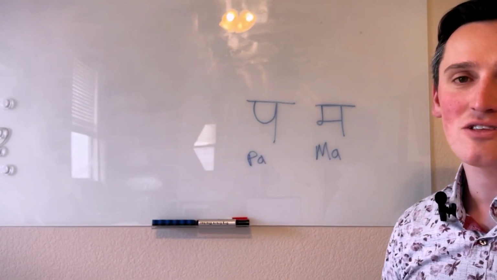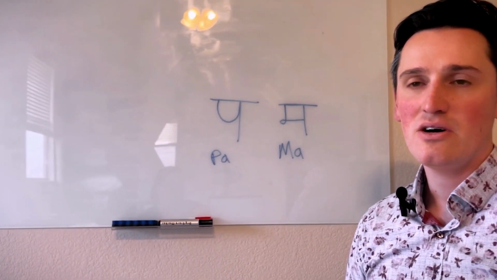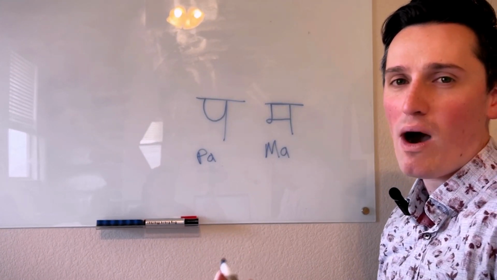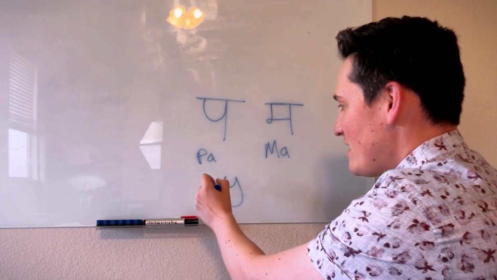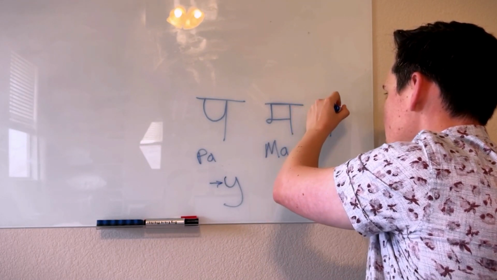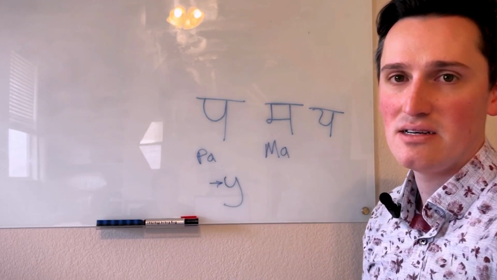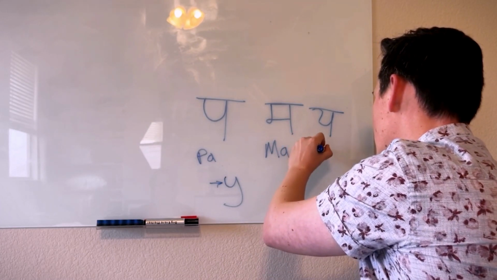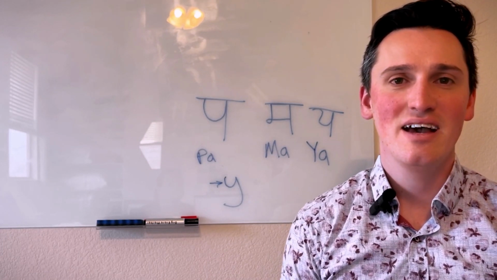So the next one also looks a little bit similar. It's ya. This is the Y sound, like young. So this one is a little bit similar, but it actually looks a little bit like a Y is how I remember it. Like if you were to write a Y like this, the difference is you're going to be yanking this first one. Yeah. So Y, yank, yeah. So pa, ma, yeah.